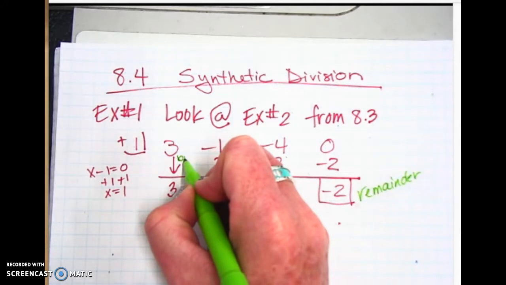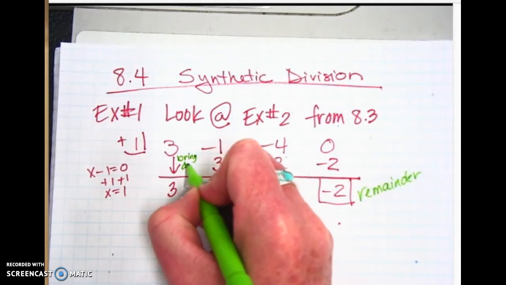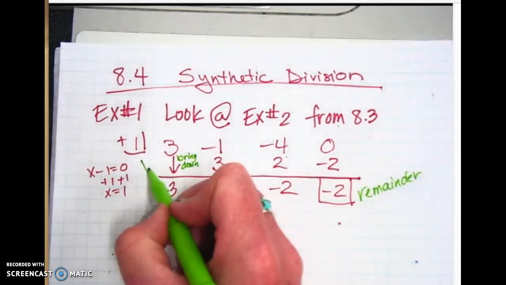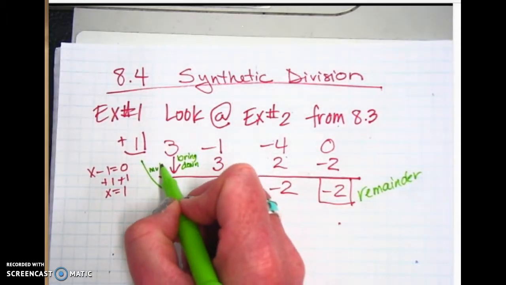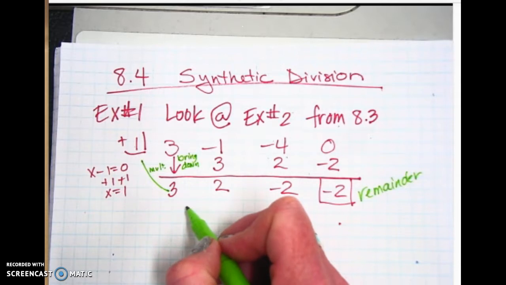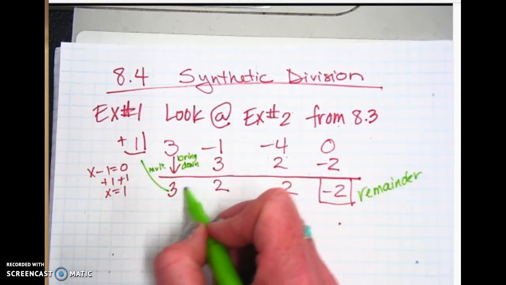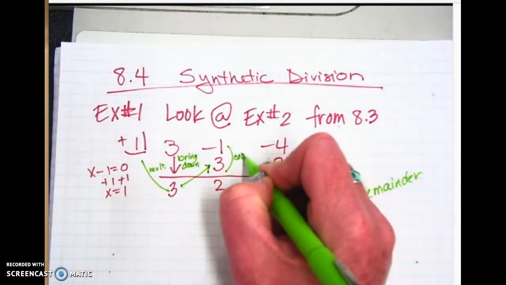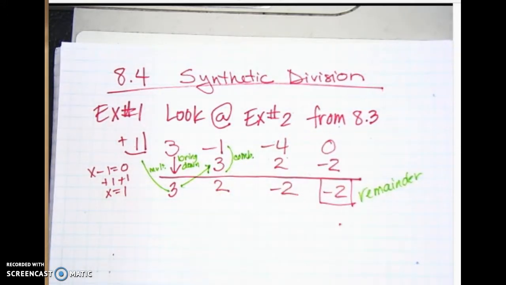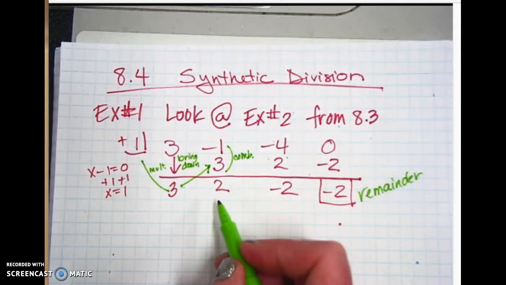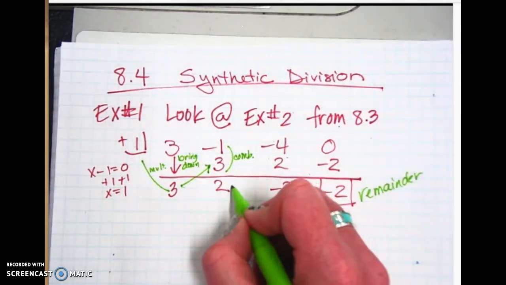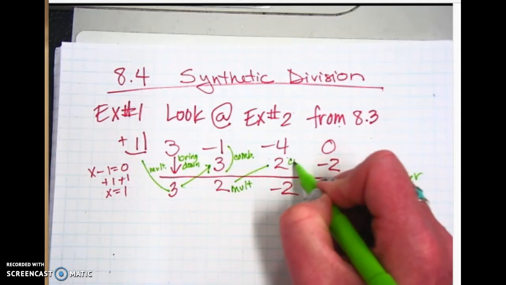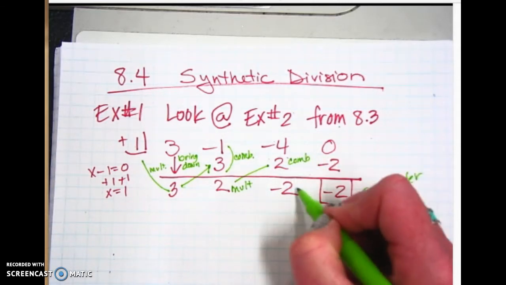So the first thing you want to do is bring down. You only do that once. Then you want to multiply the 1 times the 3, that gets you the 3. Then you're going to combine these 2. That gets you this number. Then you're going to multiply. That gets you this 2. Then you're going to combine. That gets you this number.